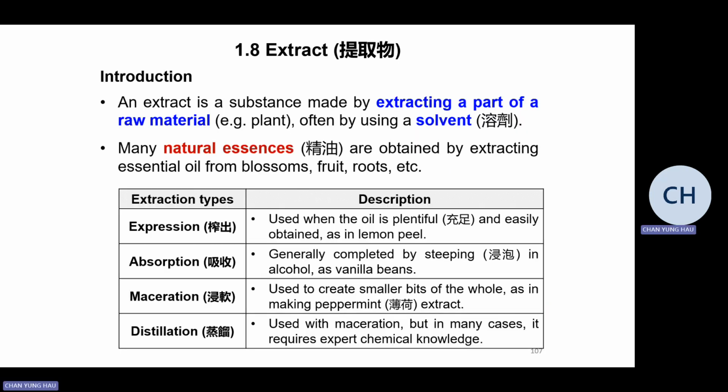So another topic is that in a cosmetic product, nowadays we mainly use extracts. An extract is a substance made by extracting a part of a raw material using some organic solvent. That's why many natural essences are obtained by extracting the essential oil from fruit, from the plant, etc. The slide here shows you different types of extraction.